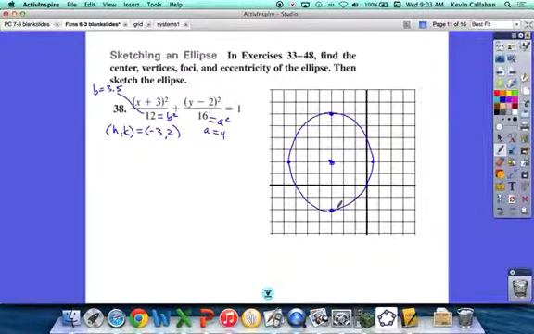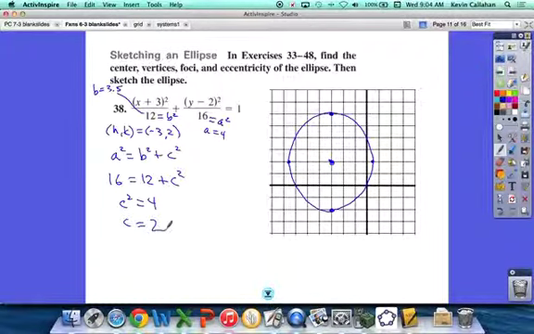And then the last thing we've got to put on there, the foci. And what do we need to place the foci in the correct place? C. Again, so we got to go back to a squared equals b squared plus c squared. 16 equals 12 plus c squared. C squared equals 4, so c equals 2.